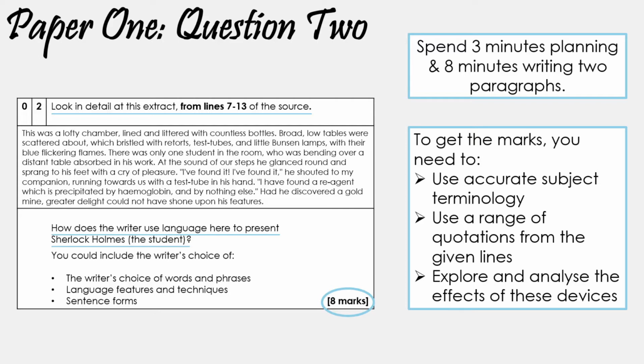You need to use a range of quotations from within the given lines. Go with a minimum of 2 quotations per paragraph. And then you need to explore and analyse the effect of the device that you're highlighting. So this could be looking at the connotations of a certain word or phrase, or just exploring what effect that particular technique has on the reader. How does it affect your understanding of the text in relation to the question?